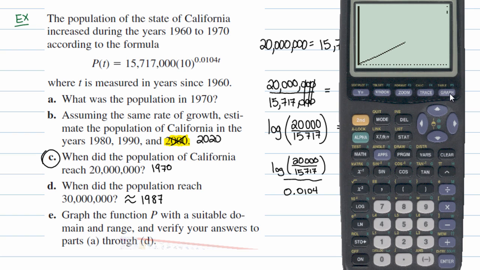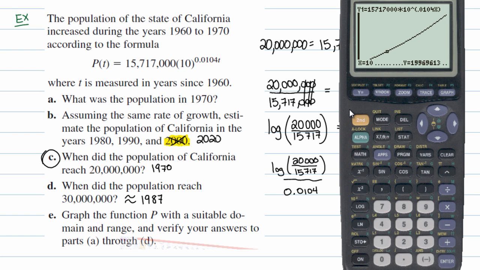Now, it says verify your answers. Here's how you verify your answer. It's a very cool tactic. You could either hit trace and say, okay, well, what's the x value, the input, in the year 1970? Well, that's 10 years after, so let me type in 10, hit enter, and you see, oh, it's roughly 19,969,000. Well, that's almost 20 million. I'm good with that.